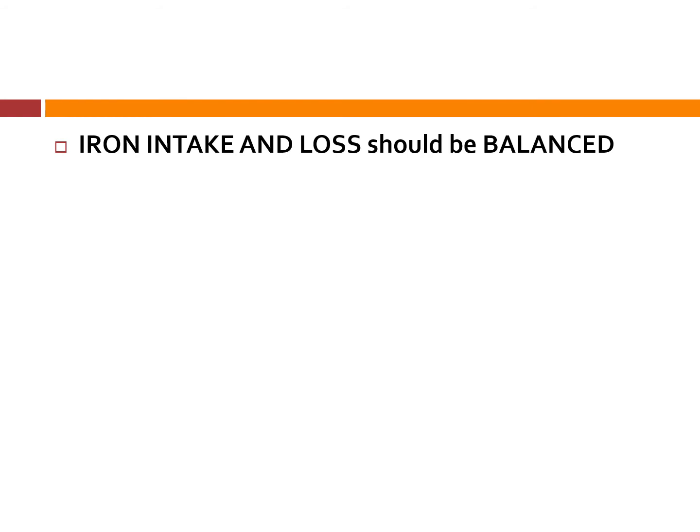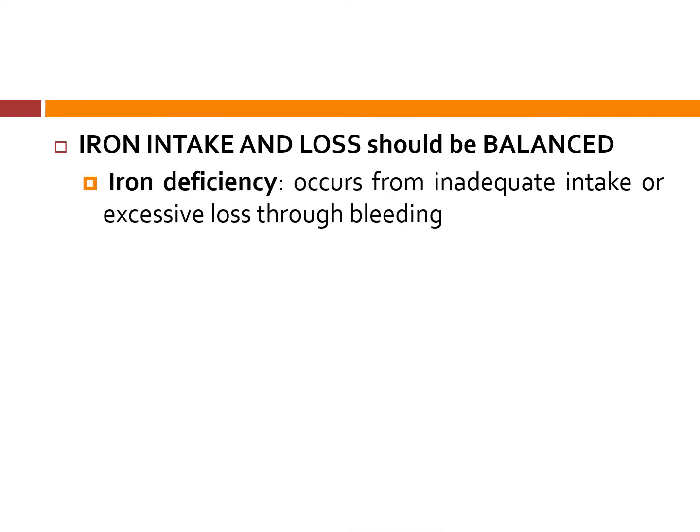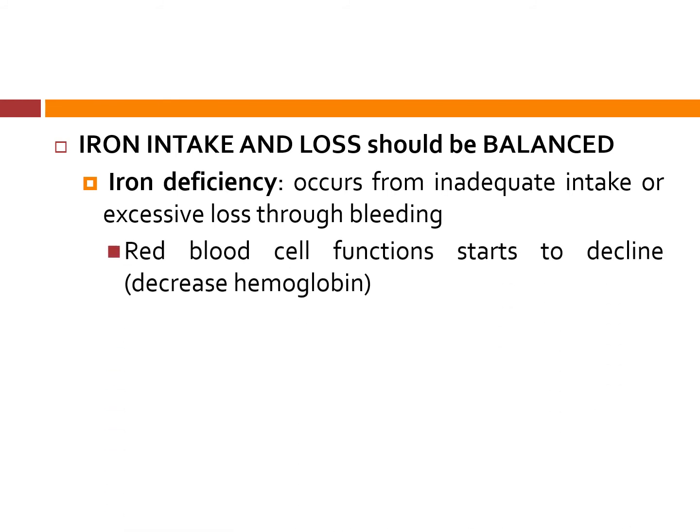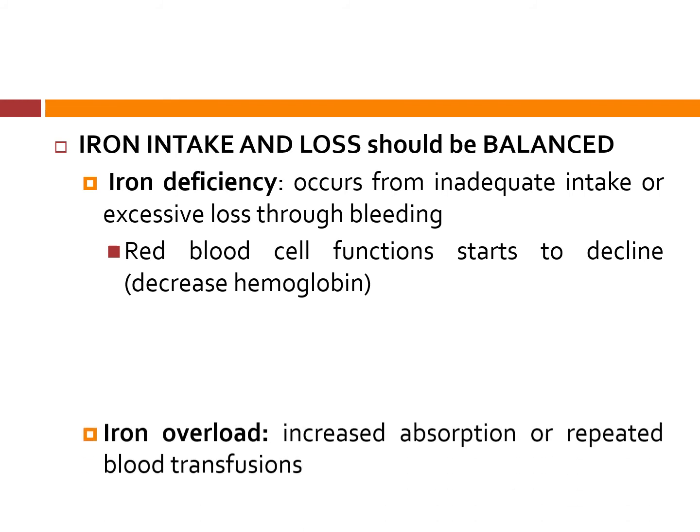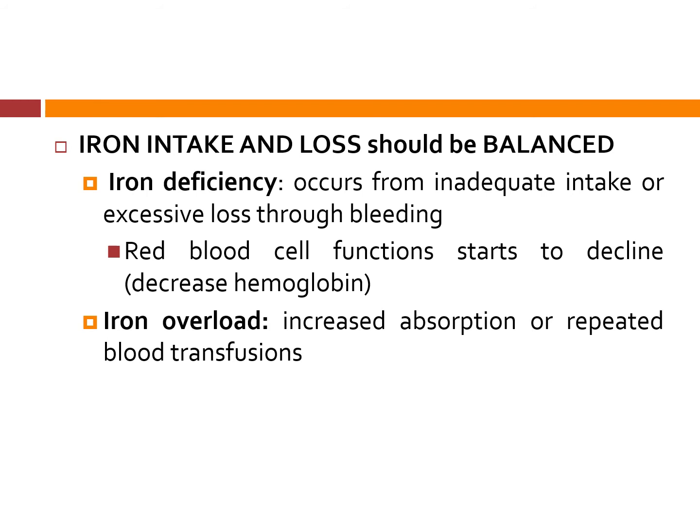So iron intake and loss should be balanced. Okay, so iron deficiency, that is when you have less iron in the body. It occurs from inadequate intake or excessive loss from bleeding. So when you don't eat much of food with iron, or if you experience bleeding, or blood loss, in that way you will have iron deficiency. So red blood cells start to decline, its function starts to decline, and there will be decreased hemoglobin. Okay, of course, hemoglobin cannot function well without iron, right?